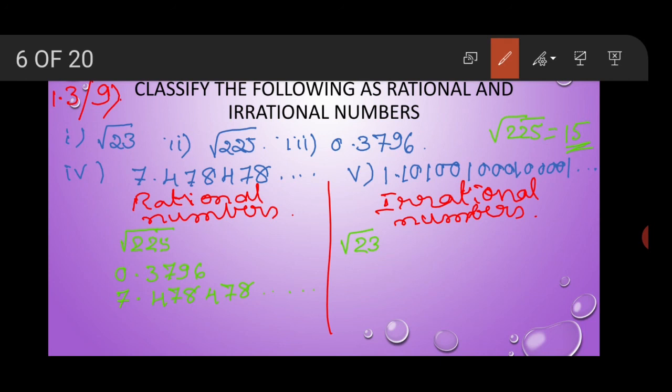Fifth one is non-terminating, non-repeating, so it should come under irrational numbers. Write down 1.10100100014 times 0, and on. Right? Yes, this is enough.